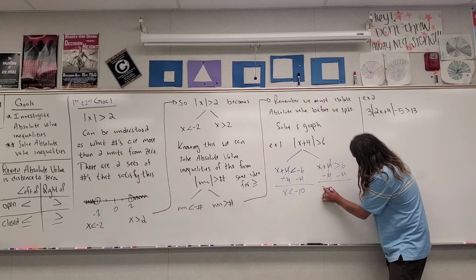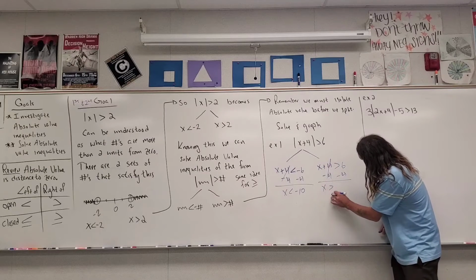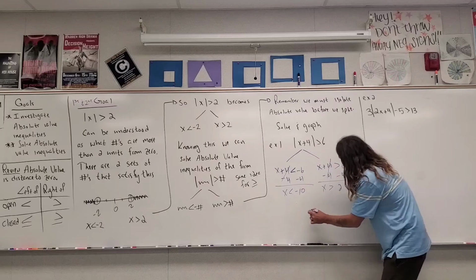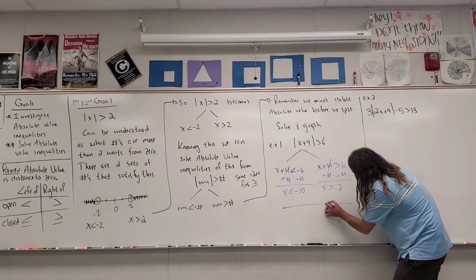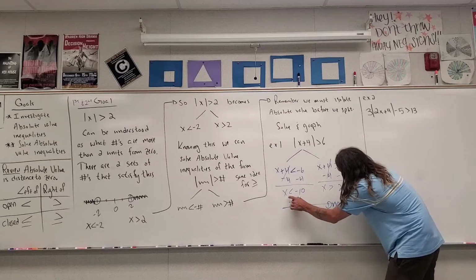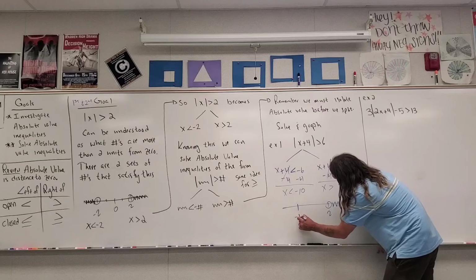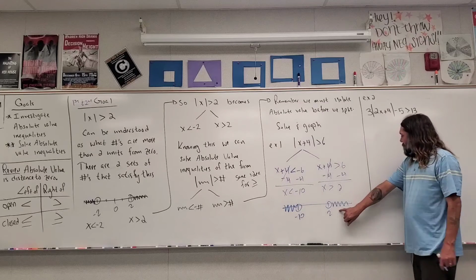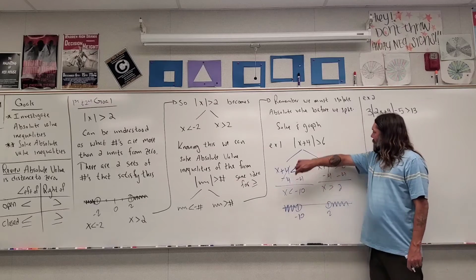Those cancel, and I get that the numbers right of 2 will also be the numbers that make that true. So let's graph this and see the numbers. I have a 2, where I shade to the right, and I have -10 where I shade to the left. So any number in the shading will make this statement true.